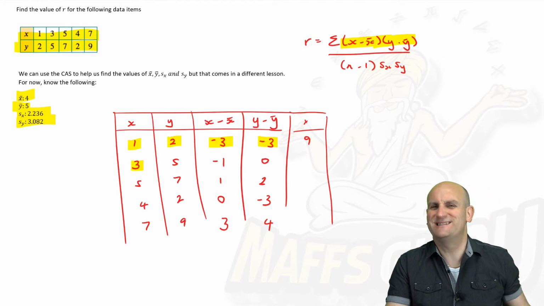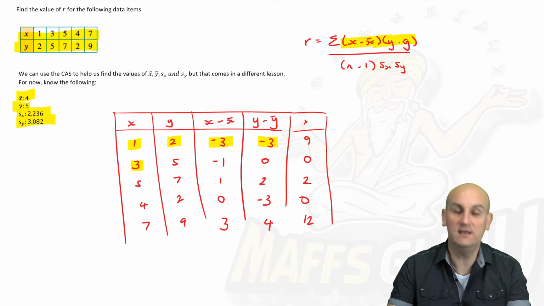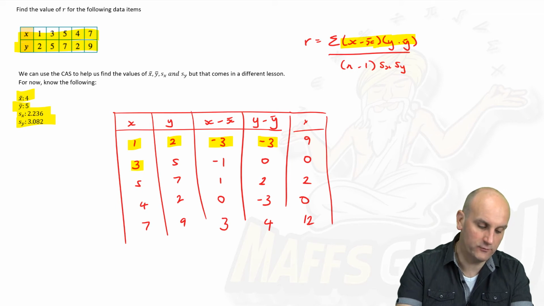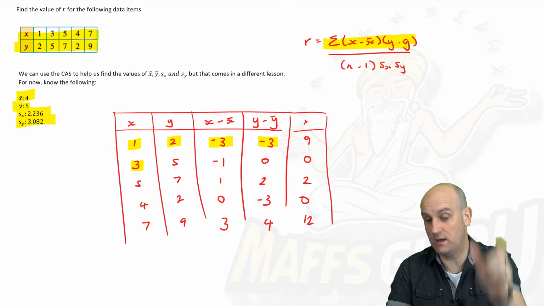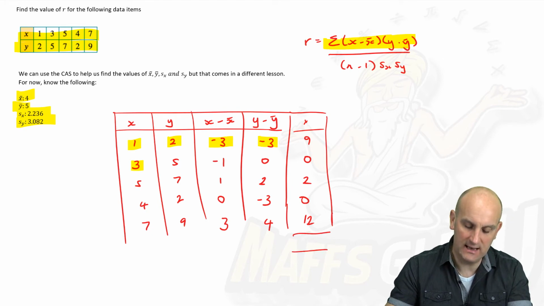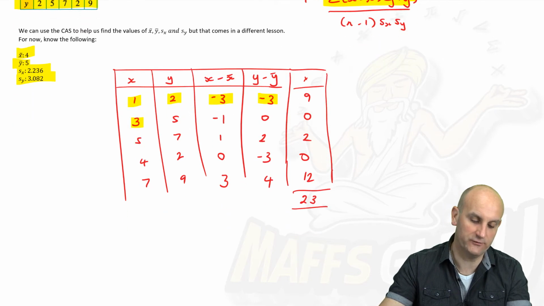A lot of people put 6 there. No, it's 9. Minus 1 times 0 is 0. 1 times 2 is 2. 0 times minus 3 is 0. And 3 times 4 is 12. What do we do now? Yep, we keep working out from our formula. And what does our formula now tell us to do? It tells us to sum all those values. So sum that column together. Right, there we go. So bringing that down like this, adding all these together, 9, 10, 11, that gives me 23.